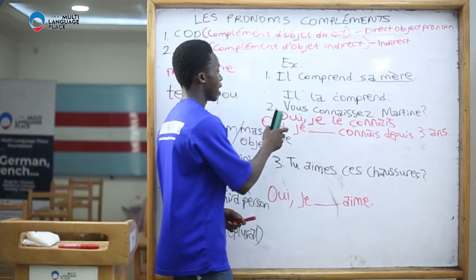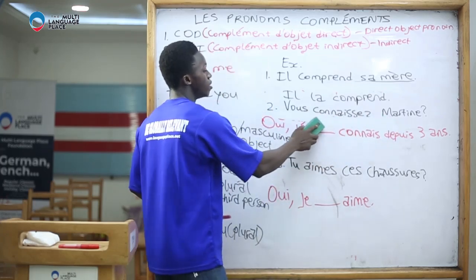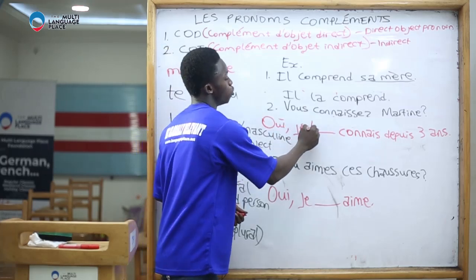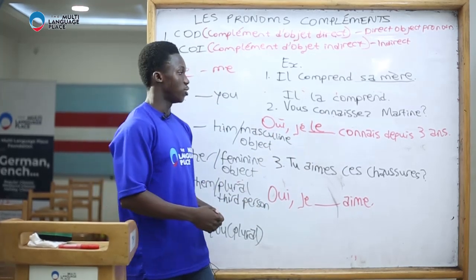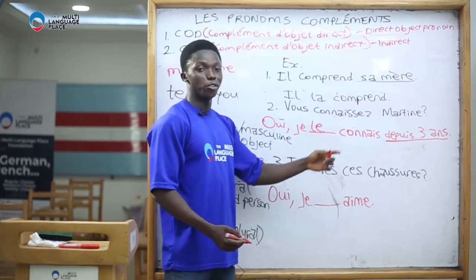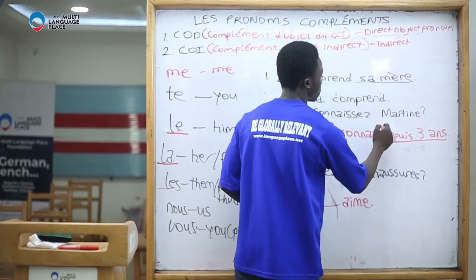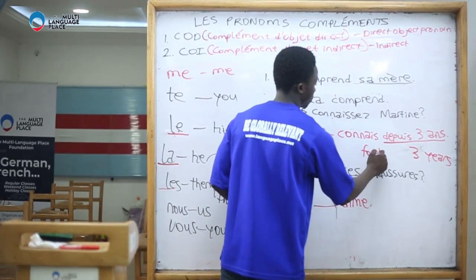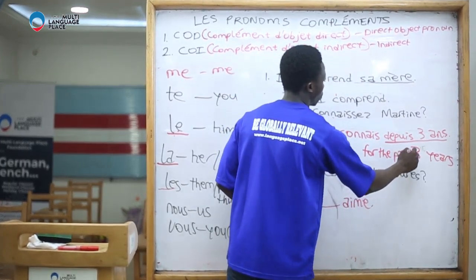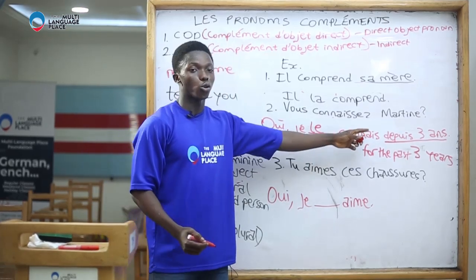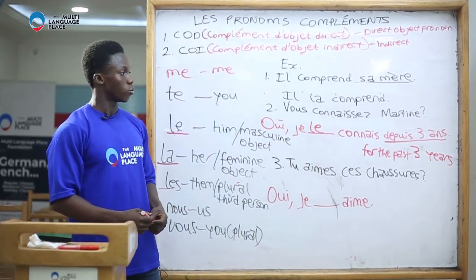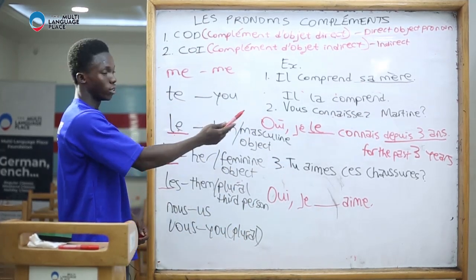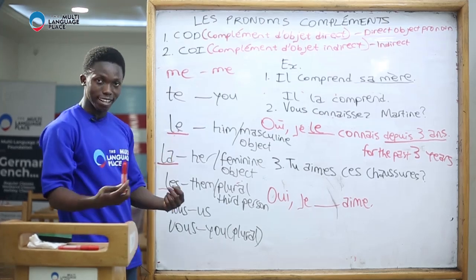Now, instead of saying that, I can also say, "oui, je le connais depuis 3 ans." It's the same thing, it's just that we are making it more beautiful by adding "depuis 3 ans," which means for the past 3 years, or since 3 years. The point is, Martin est masculin. So we replace him with le, direct object pronouns.